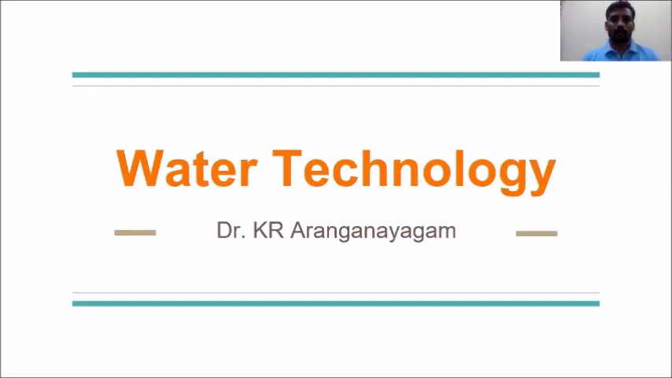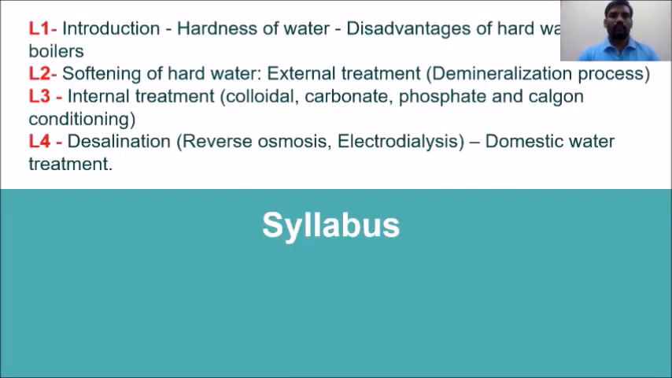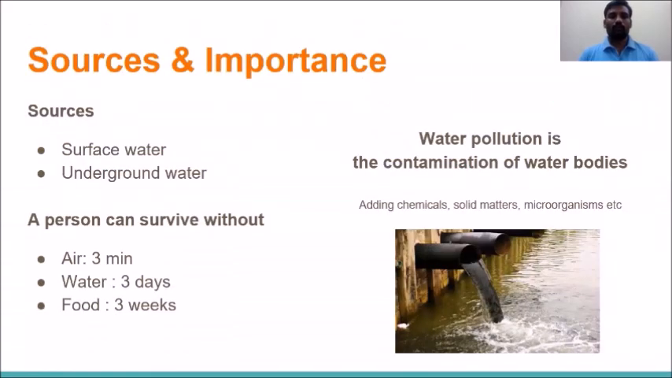This module has four lectures. Lecture 1 deals with the introduction, hardness of water, and disadvantages of hard water in industries. Lecture 2 deals with the softening of hard water using external treatment method, especially the demineralization process. Lecture 3 deals with the internal treatment process, namely colloidal conditioning, carbonate conditioning, phosphate conditioning, and calgon conditioning. Lecture 4 deals with the desalination process, that is reverse osmosis and electrodialysis process, and also the domestic water treatment process. So first we would like to see the introduction of water technology.